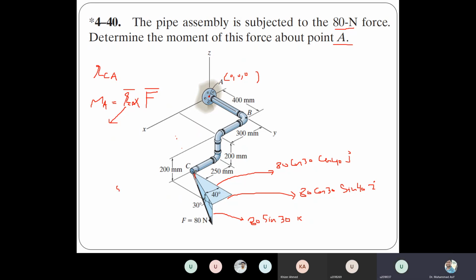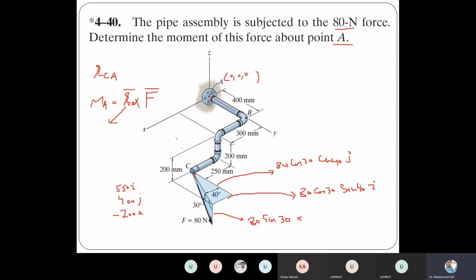550 i, and in the j direction 400 j, and then 200 k. But we have to take into consideration the direction as well. This is minus 200 k. 400 j positive. Similarly, positive 550 i, but minus 200 k, right?